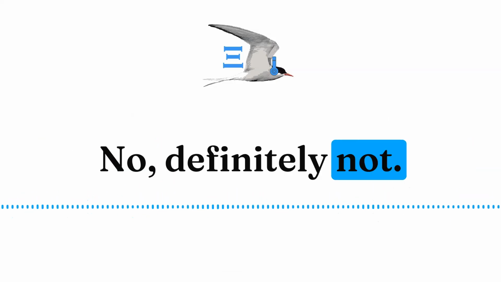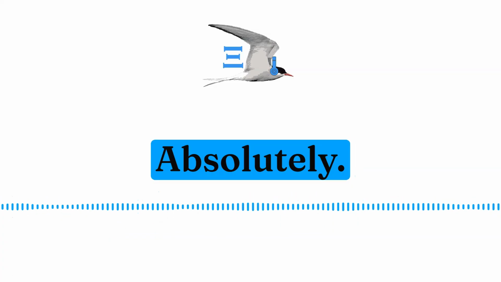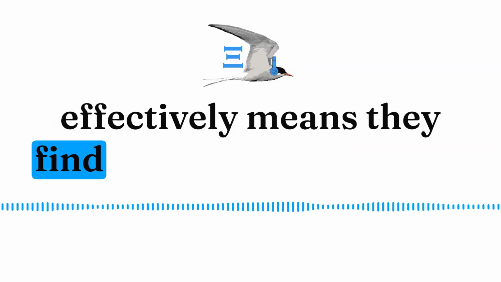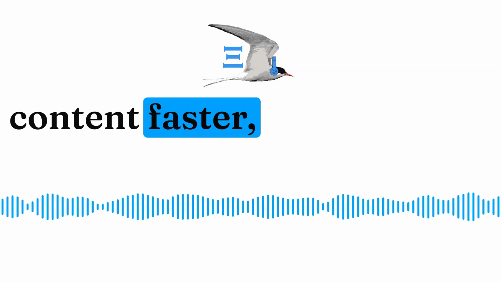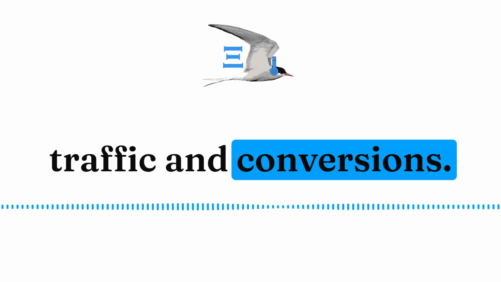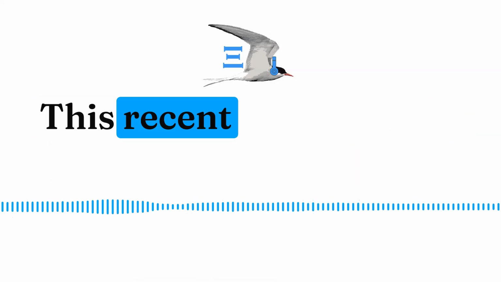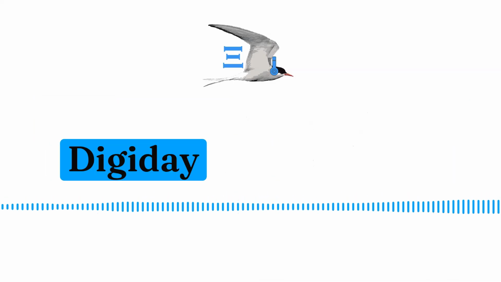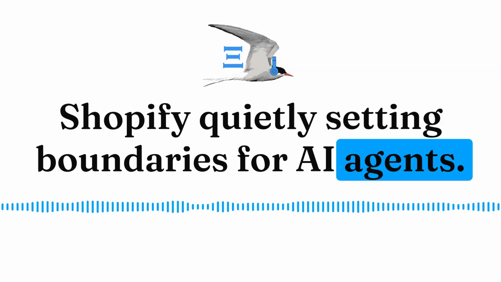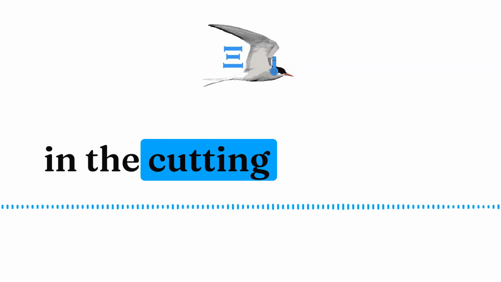No, definitely not. Because done right, this customization can actually help SEO. Absolutely. The Bloggle Guide points out that guiding search engines effectively means they find your most important content faster, which should lead to more traffic and conversions. Okay, so that brings us nicely to the really current stuff. Yeah. This recent development that Modern Retail and Digiday picked up on. Shopify quietly setting boundaries for AI agents. Exactly. This is where Robots.txt suddenly gets involved in the cutting edge of AI.